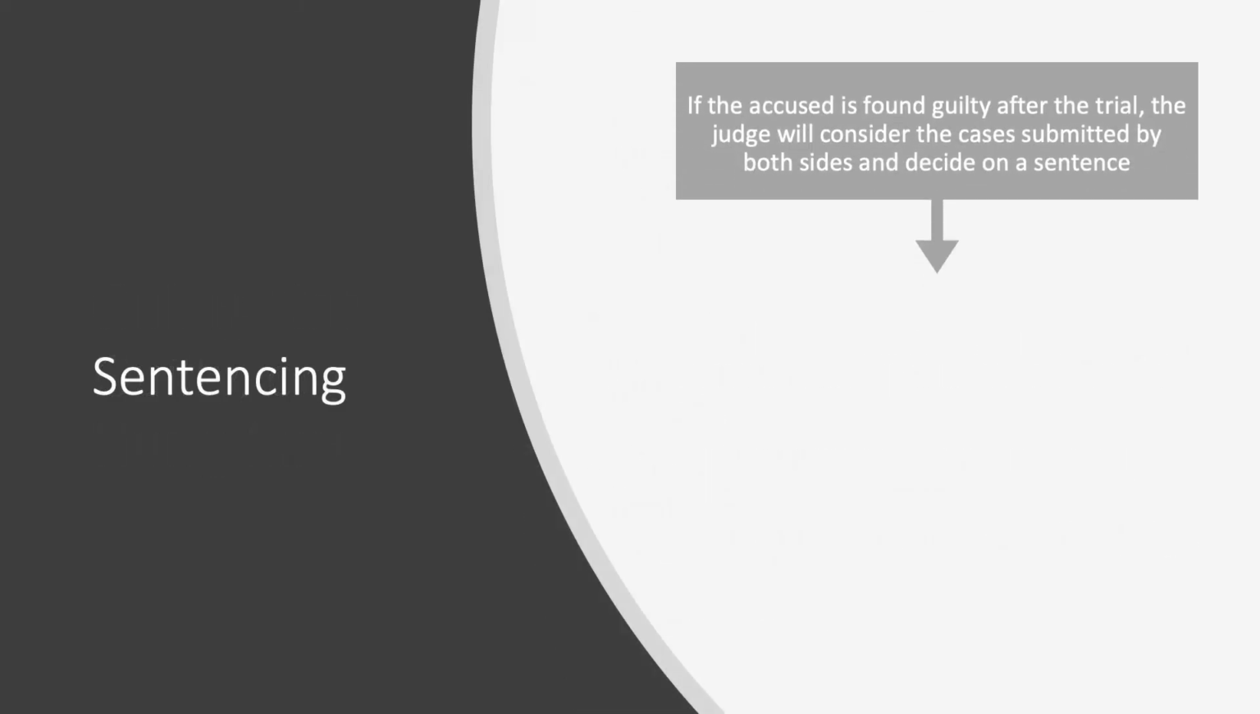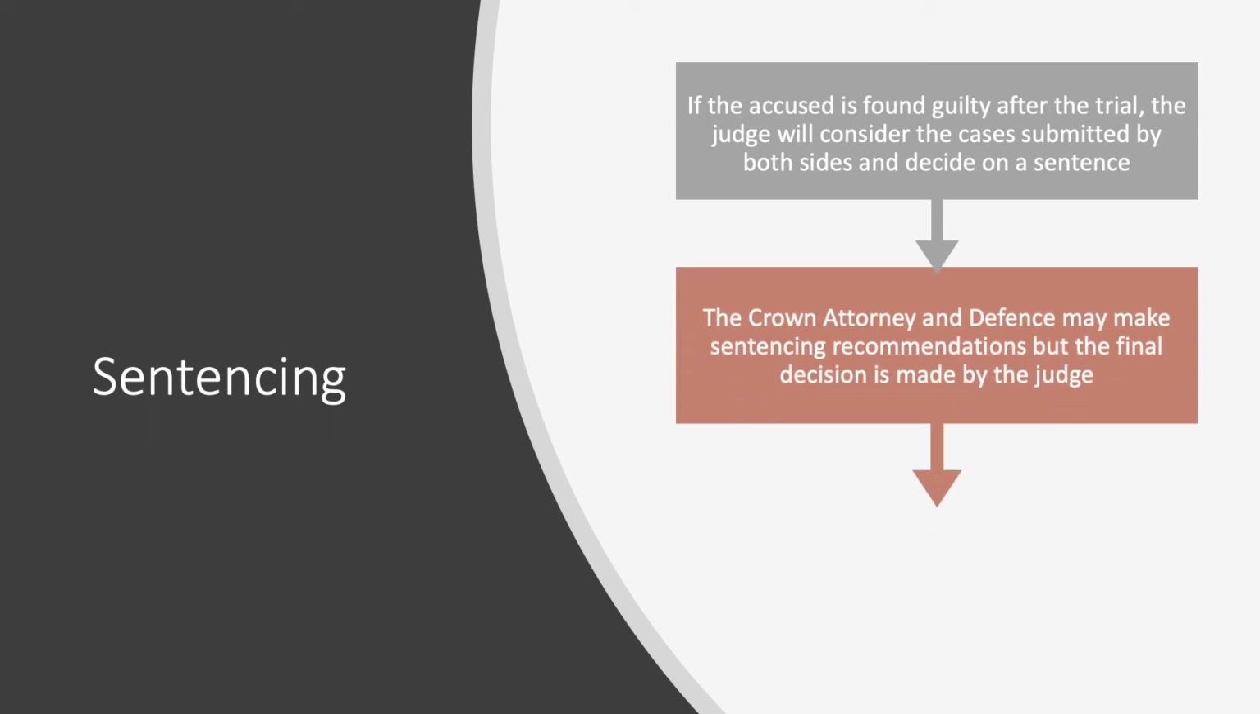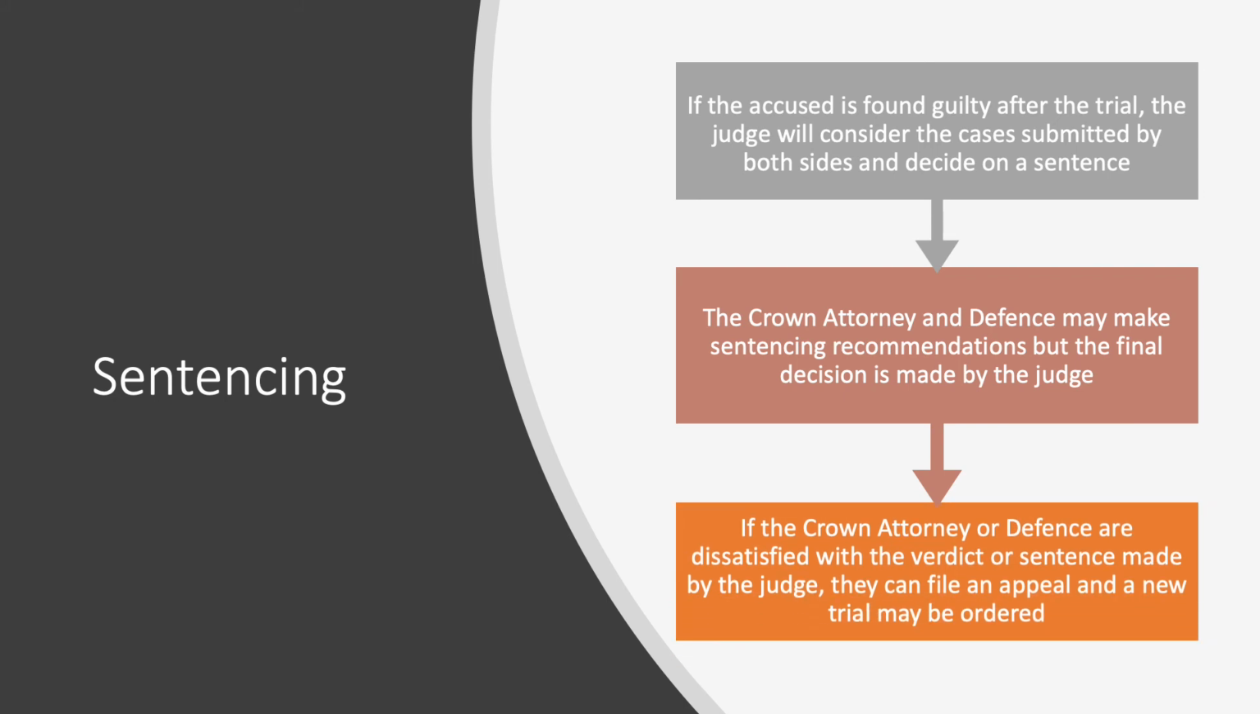If the accused is found guilty after the trial, the judge will consider the cases submitted by both sides and decide on a sentence. The Crown Attorney and defense may make sentencing recommendations, but the final decision is made by the judge. If the Crown Attorney or defense are dissatisfied with the verdict or sentence made by the judge, they can file an appeal and a new trial may be ordered.